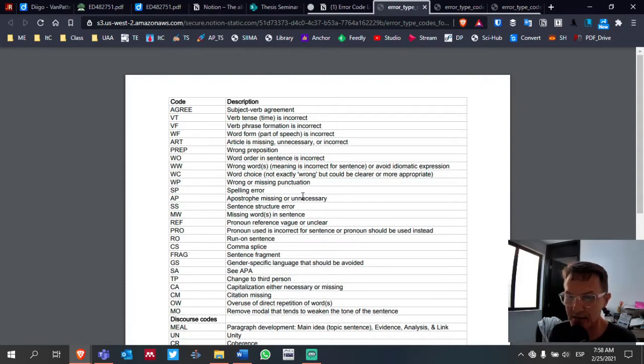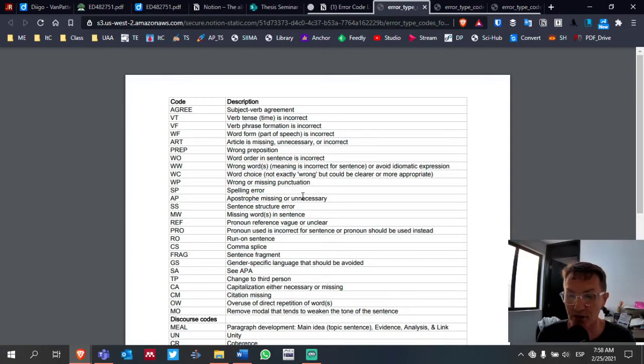Other common errors include wrong word and word choice. These are very similar, but they're different. Word choice means perhaps the word that you're using is awkward, but maybe the message still can be understood. So it's less serious, but maybe we find a different word to substitute the word that you're using.